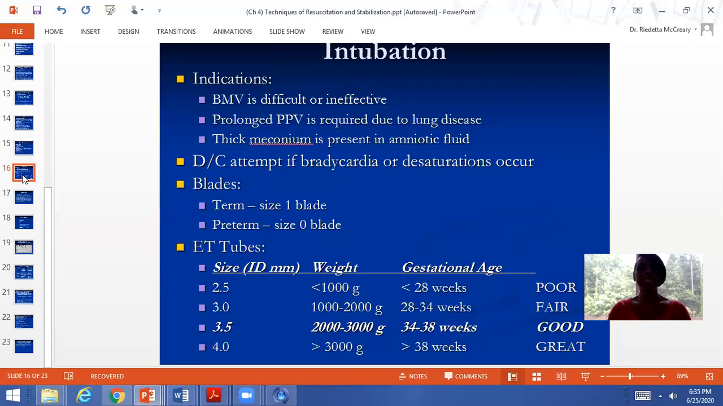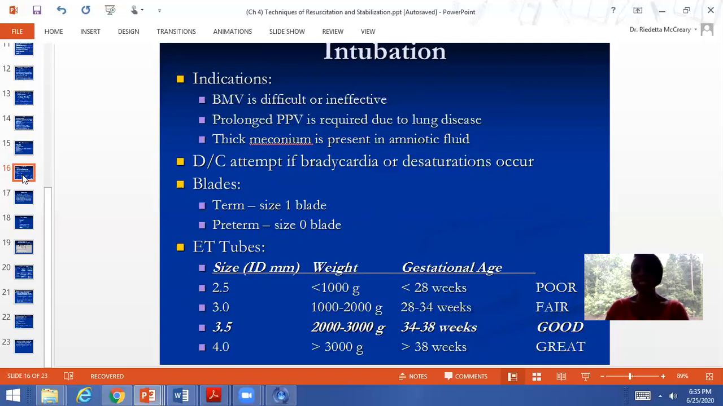Okay, as far as intubating babies, obviously we're going to intubate if there's meconium present, but outside of that, we consider intubating babies if we're trying to bag them and it's difficult to bag them, or our attempts to resuscitate are ineffective. Prolonged positive pressure is required due to some type of lung condition where we know we're going to have to put them on a ventilator. We will DC this attempt if bradycardia or desaturations occur.